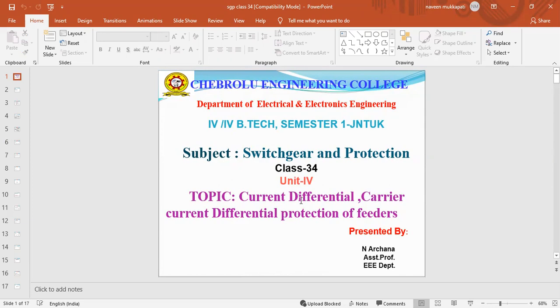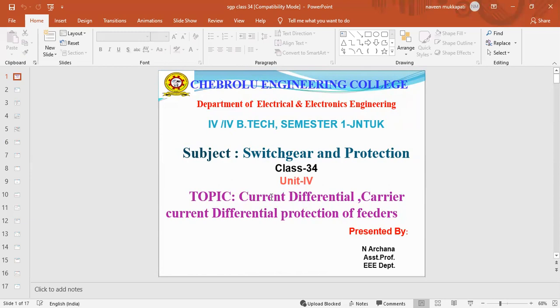In the case of non-unit type of protection, there are three types. First one is the time gradient protection, second one is the current gradient protection, third one is the distance protection. Coming to the unit type of protection, it is divided into two types. First one is the differential protection, second one is the carrier current differential protection.